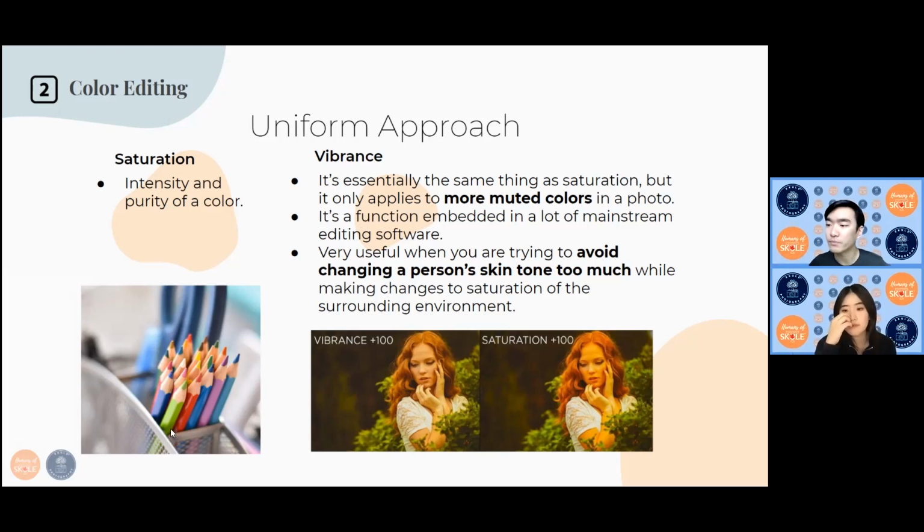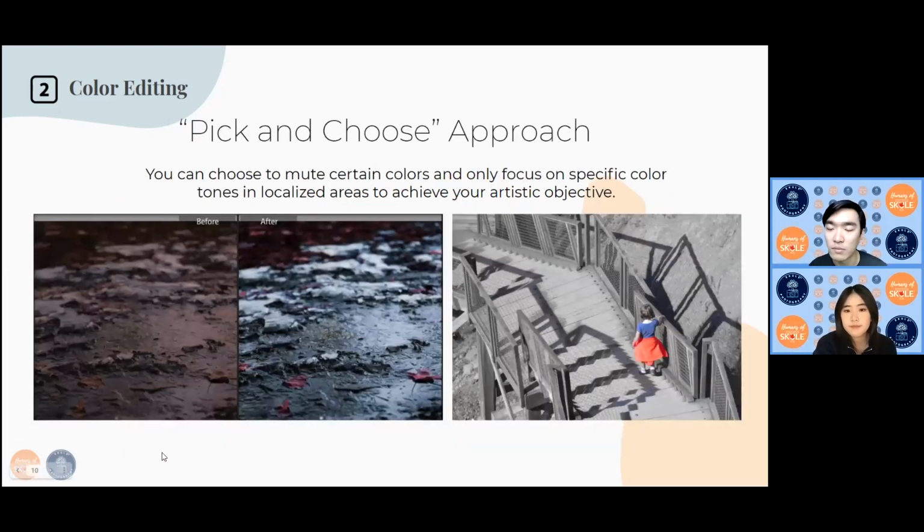And other than the uniform approach, you can also do something called a pick and choose approach. By the way, these are not professional terms. These are just terms that I made up to help you understand my own process. I normally edit my photos this way, pick and choose. It's pretty straightforward. You can just pick to mute certain colors and only focus on specific color tones in localized areas in your photo to achieve your artistic objective, right?